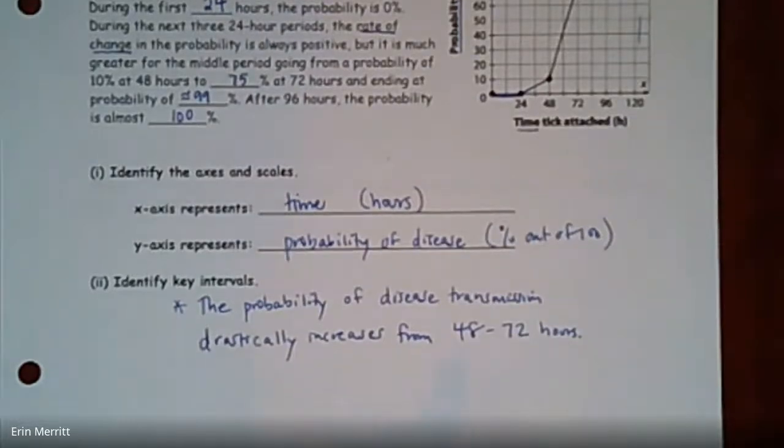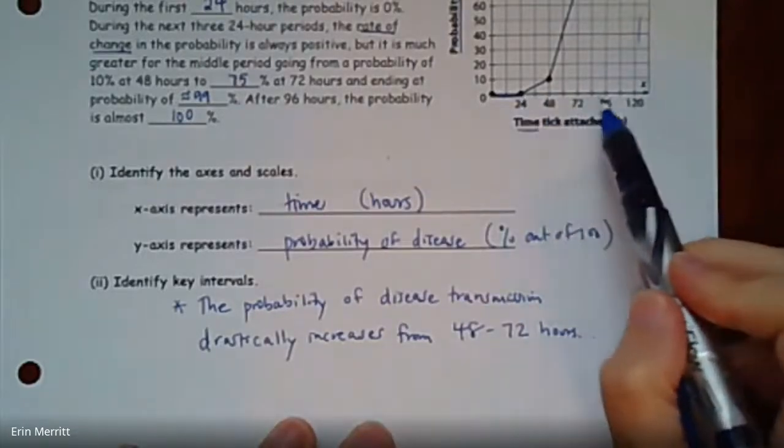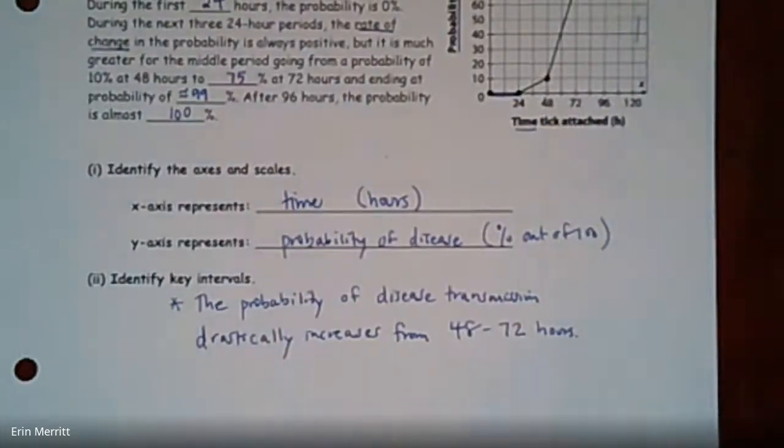So to me, that's a key interval. You might look at it and be like, I'm more concerned with the fact that it's a virtual guarantee that I have Lyme disease after 120 hours. So think about that. That's 1, 2, 3, 4, 5 days. So you might say the 5-day mark is your key interval. So that can be interpreted differently.